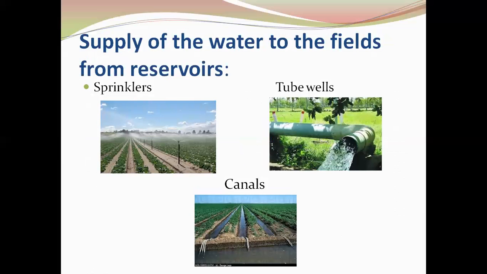Then second is supply of water to the field from reservoirs. There are different ways, like sprinklers. You can see here, sprinklers are providing water to the field. Then tube wells, through tube wells also we provide water to the fields, and canals. In Pakistan there is a huge network of canals through which farmers supply water to their fields.